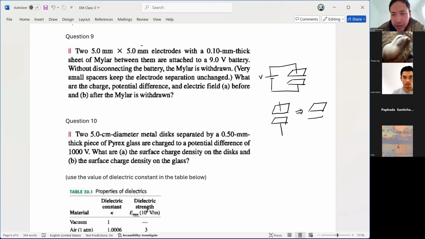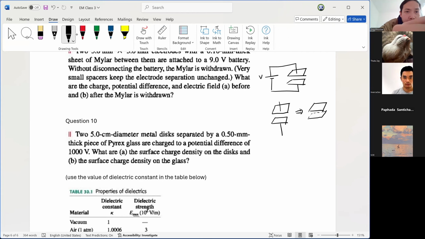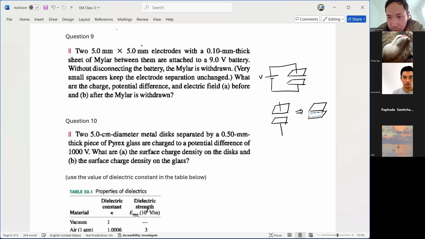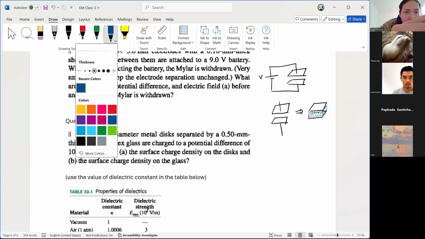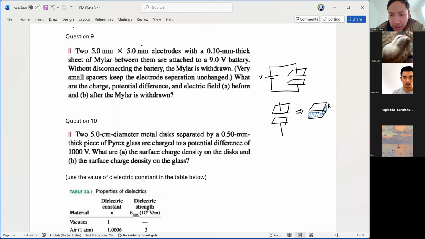So let's say here, and then I add some dielectric. Let's say this is the dielectric, and it has a dielectric constant K. So K is the dielectric constant. Then the question becomes, what's going to happen to Q, to V, and to C? And maybe also E inside the material.